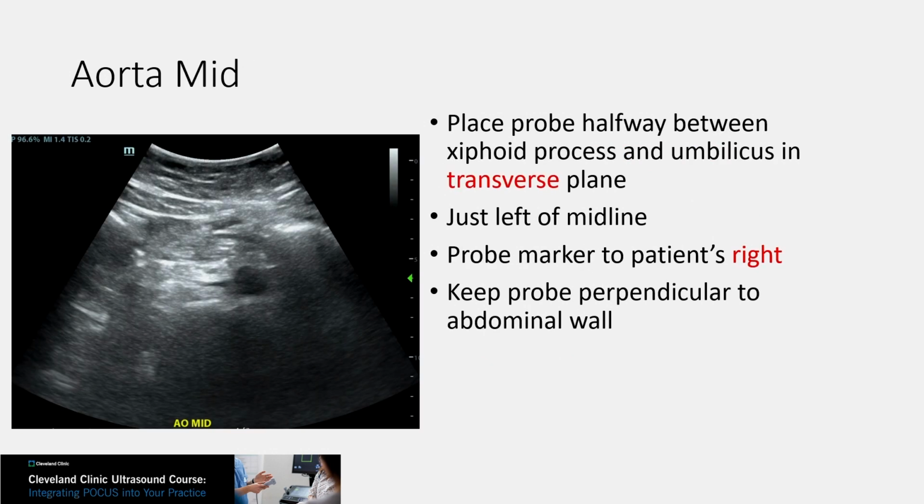The second view is the mid-aorta. All you're going to do for this view is take your proximal view and slide the probe down just above the umbilicus, in the transverse plane. Similar to the proximal view, you're not going to change any direction of your probe marker. You're going to keep your probe marker to the patient's right and stay perpendicular to the abdominal wall. You're going to want to look at the aorta and make sure that there's no dilation.